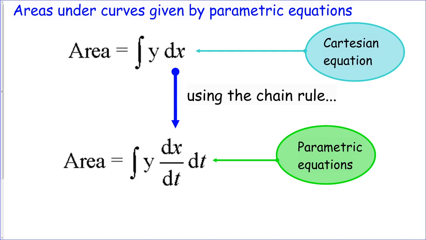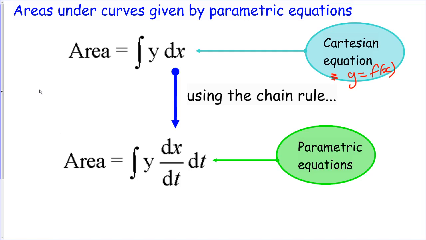For the second part of the lesson, we need to have a look at how you integrate with functions that are given to you using parametrics rather than Cartesian equation. So we're used to finding the area by just integrating y. So Cartesian equation, that's this stuff. This is anything of the form y equals a function of x. You just take your y, integrate it up, and then you arrive at the area.